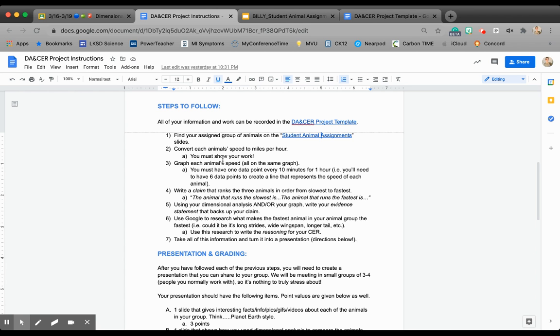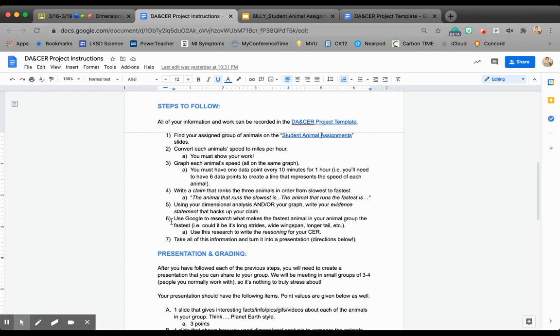Then once you have that data collected, and we said it's pretty easy to figure out who's the slowest and who's the fastest, then you can officially write your claim. You can use that dimensional analysis. You can use the graph to write your evidence statement. Remember, that's pulling actual numbers or descriptions from graphs to help prove that your claim is right.